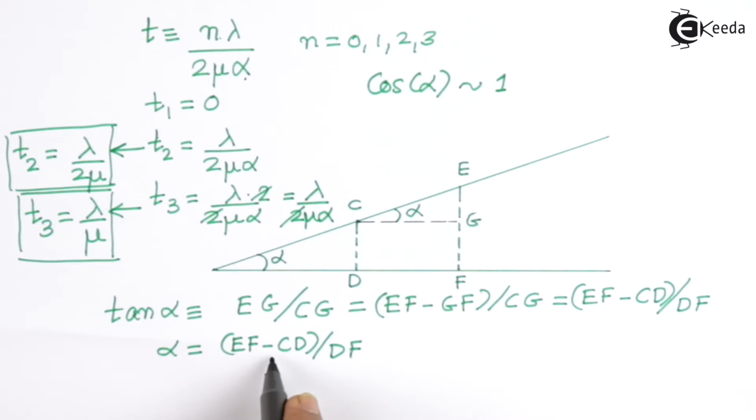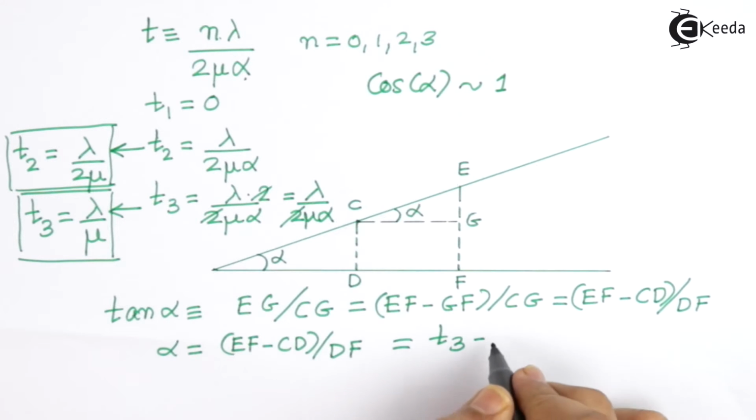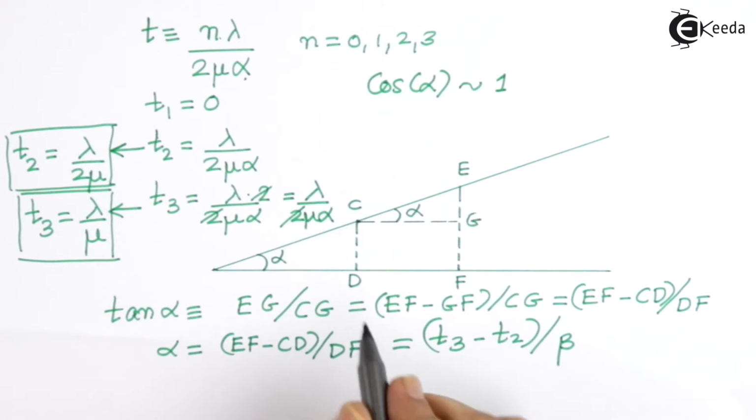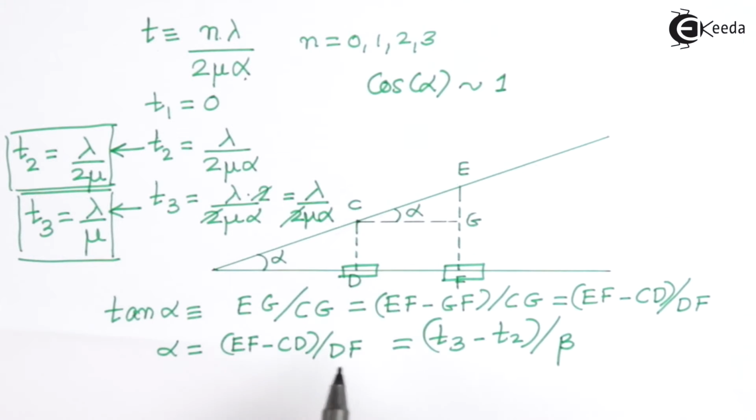Alpha is now equal to EF minus CD upon DF, but what is EF? EF is nothing but your T3, and what is CD? It is the thickness of the second dark band, which is going to be equal to T2, and this is divided by your DF. DF is nothing but the bandwidth, because you have one dark band over here, and another dark band over here.